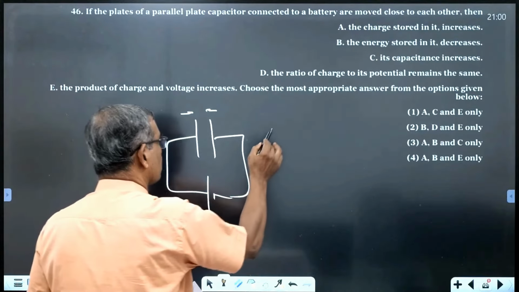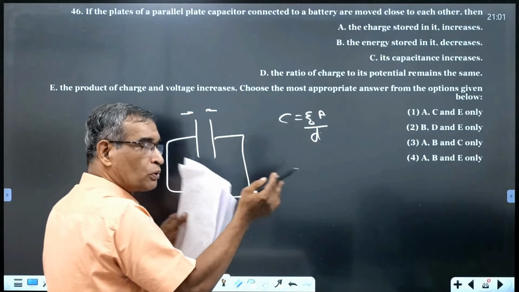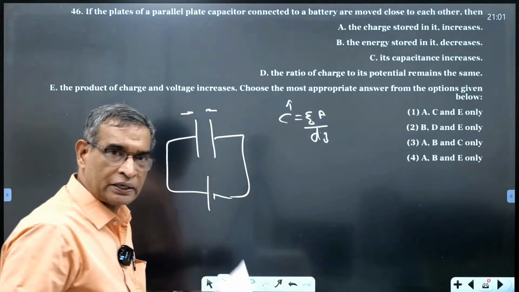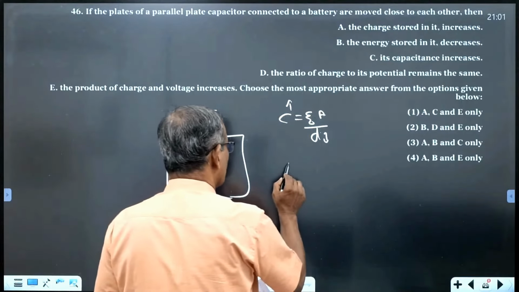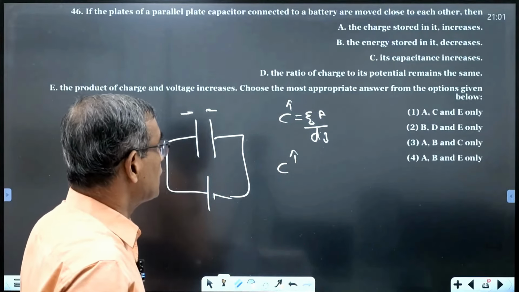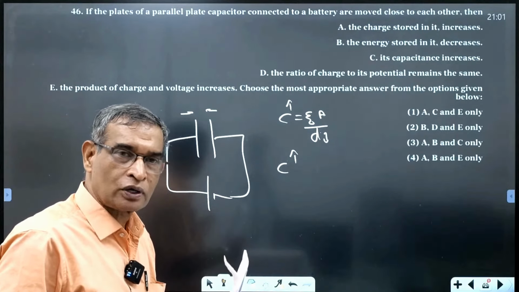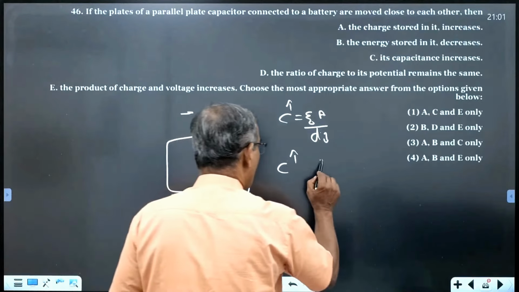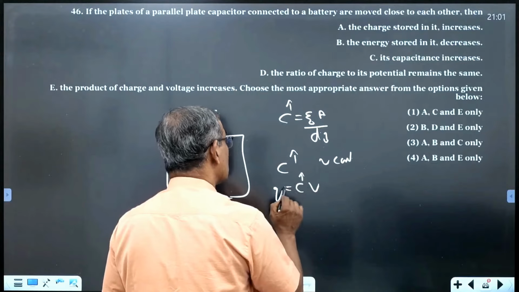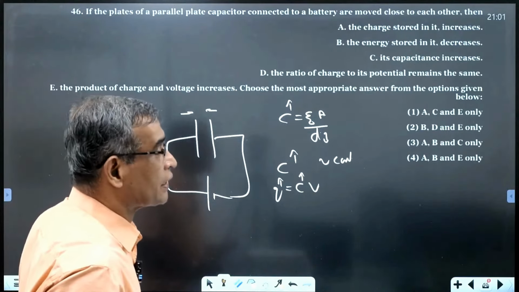You know, the capacity of the capacitor is given by epsilon 0 A by d. Now, when you move them closer, d decreases. When d decreases, C increases. So by this activity, definitely the capacity C increases. Now, since it remains connected to the battery, the voltage applied across the capacitor remains the same, V constant. Charge Q is equal to CV. C increases, therefore Q increases. The charge stored increases. That is true.